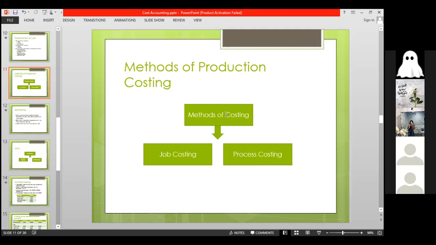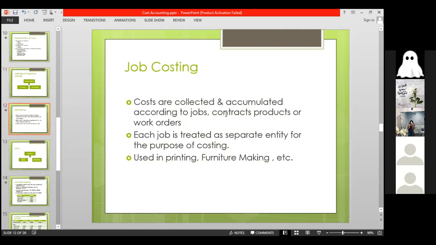So if the business has a manufacturing business or a production based company, then they will be using job and process costing for their management. Job costing, however, may be used also for contractual costing. So let's look at them further. Job costing. So for job costing, costs are collected and accumulated according to jobs, contract products, or work orders.